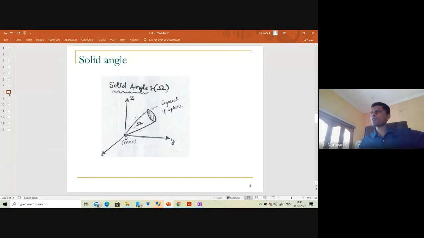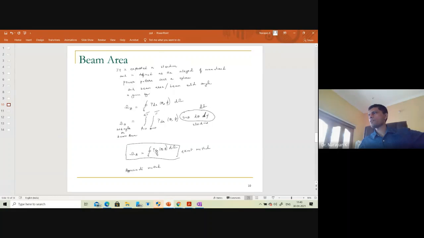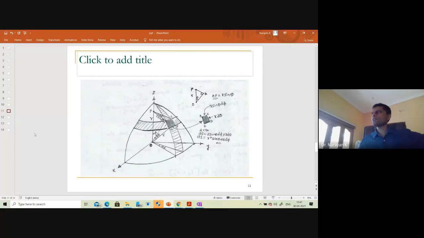We have also understood what is beam solid angle. Then we have understood what is power radiation pattern. Then we have found the beam area using the approximate method and the actual method, the exact method and the approximate method. In exact method, you integrate the power radiated over d omega, and in the approximate method, you multiply theta HP and phi of HP.